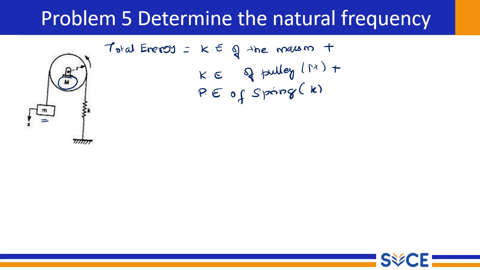So what is the kinetic energy of the mass? Simple. You already know that it is half mv square, is it not? Once again, I am writing it here. Velocity is represented as x dot. It is equal to dx by dt. Acceleration is represented as x double dot. It is d square x by dt square. Is it or not? Okay.